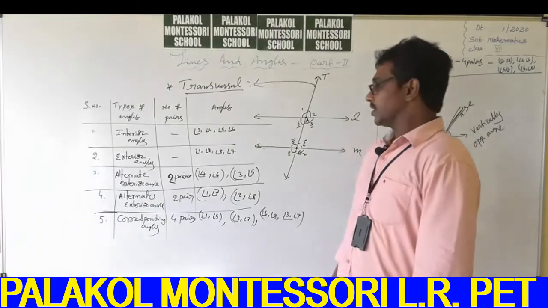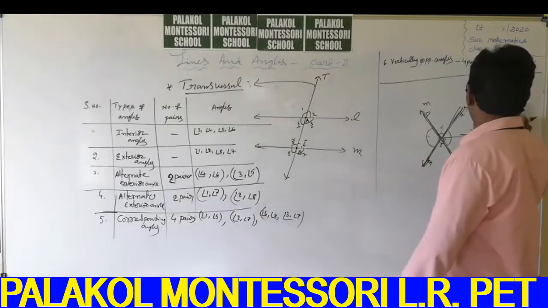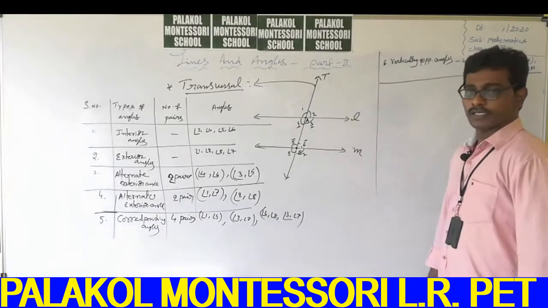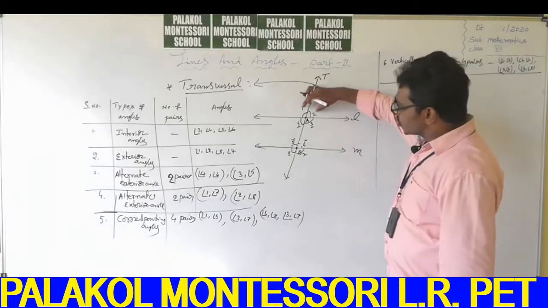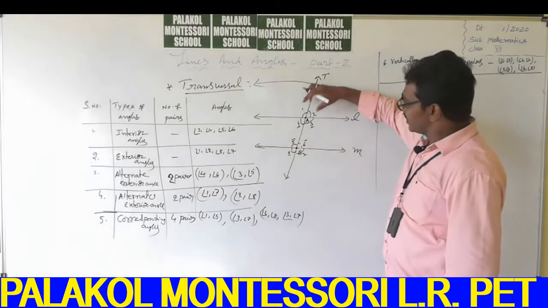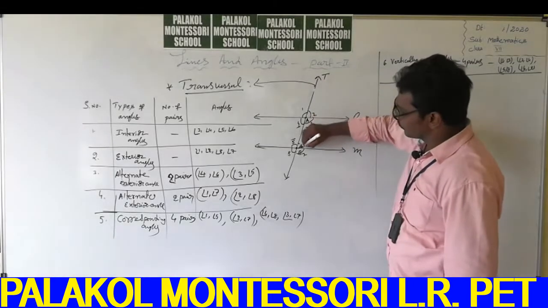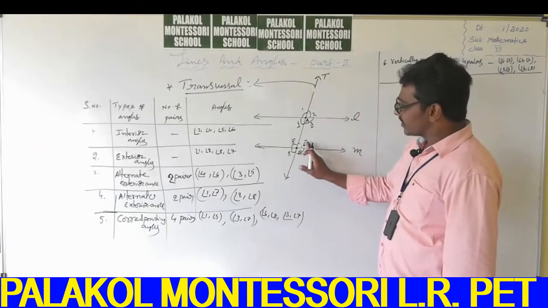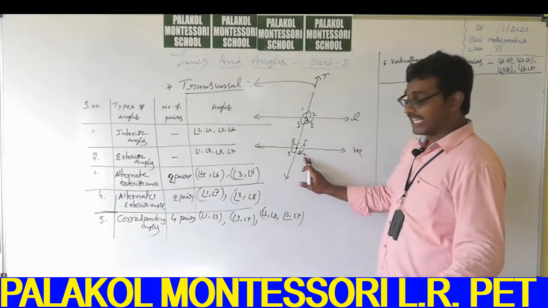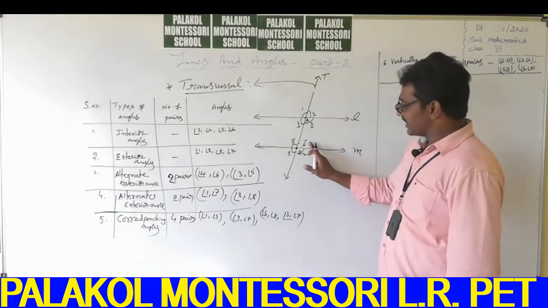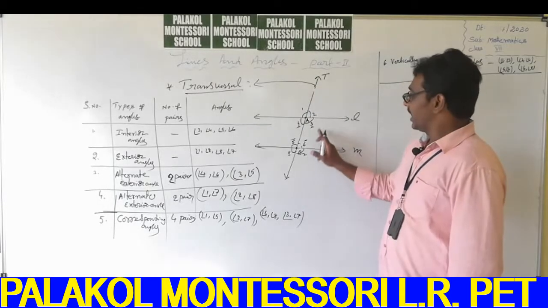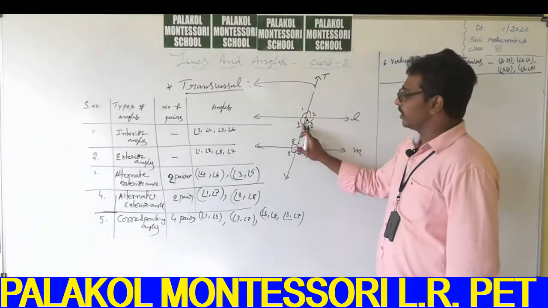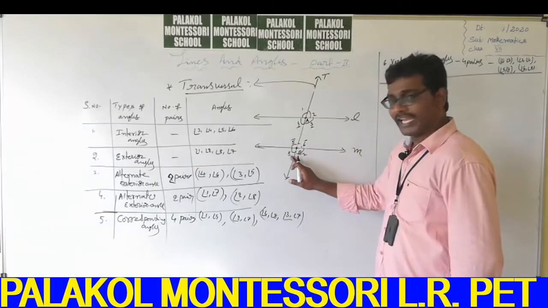Guys, see, the seventh case. The sum of these two angles is equal to 180 degrees. Here, on this same line, in this transverse line, the sum of the two angles is equal to 180. Angle 6 plus angle 7 is 180. Angle 2 plus angle 3 is 180. Angle 4 plus angle 1 is 180. Angle 5 plus angle 8 is 180.